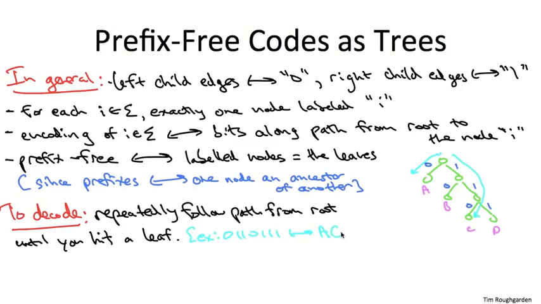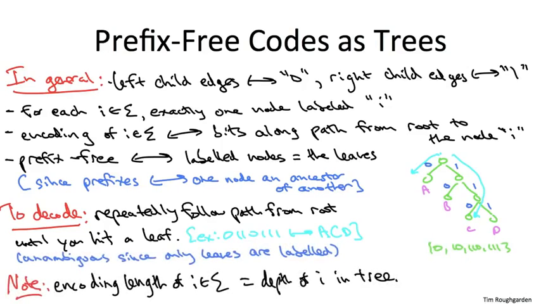Now you start all over again. You see a 1, you go right. You see a 1, you go right again. And then finally you see yet one more 1, and you wind up at the leaf labeled D. So by repeated traversals through the tree, you decode this sequence of zeros and ones as A, C, D. There's never any ambiguity because when you hit a label, you know you're at a leaf, there's nowhere to go. Every internal node is unlabeled. You know to expect another bit, another traversal further down in the tree.